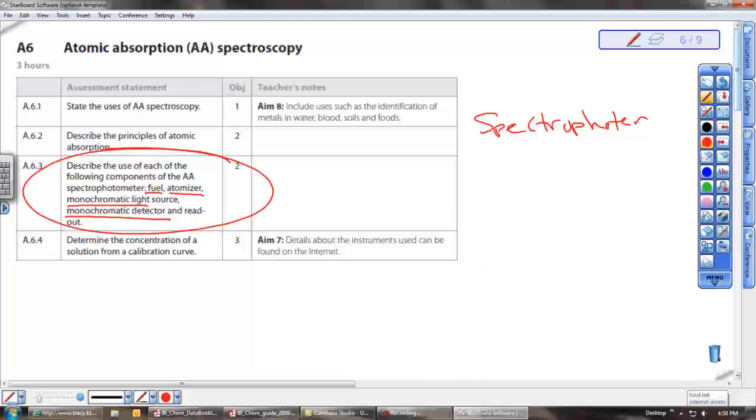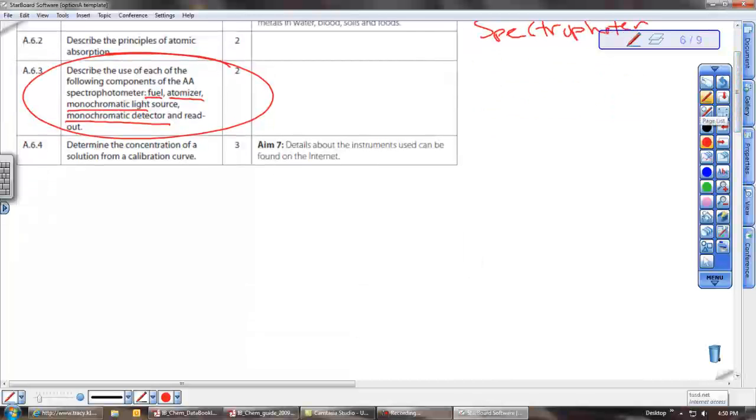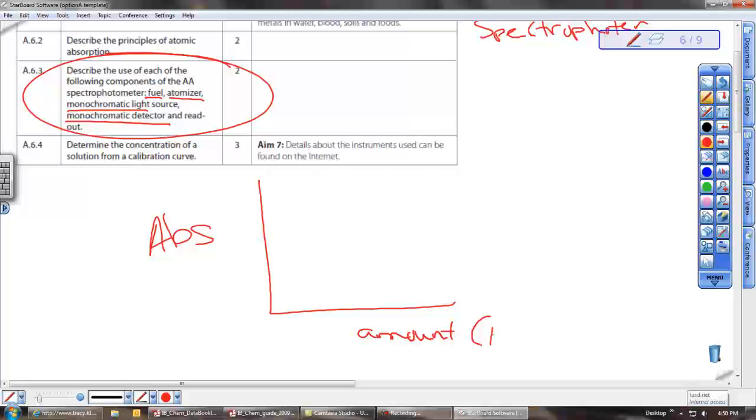Now the part I do want to cover is the fact that this technique is going to allow you to make a graph of the light absorbed versus amount. Now you've seen this when we have down here molarity, and then we use something called the Beer-Lambert law.